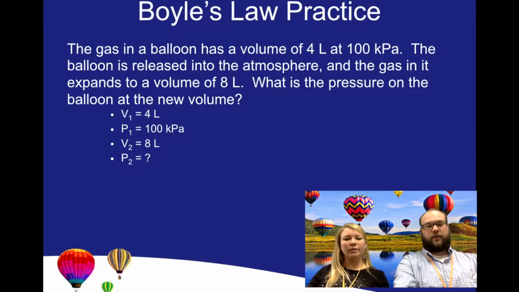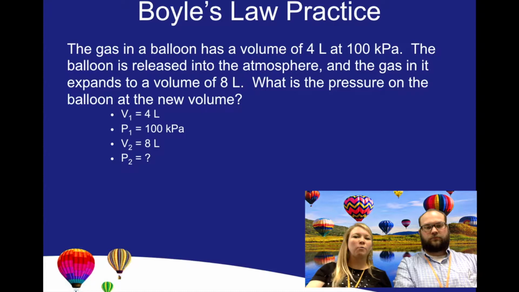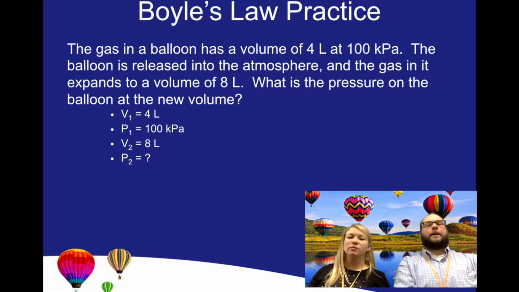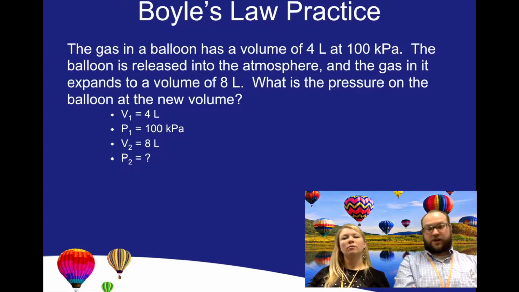Here we go. It says the gas in a balloon has a volume of 4 liters at 100 kPa. Right away we know that 4 liters must be a volume because it's a measurement in liters. At 100 kPa, well, what was kPa measuring again? Kilopascals, so it's got to be pressure. Absolutely. So we have our V1 and our P1.